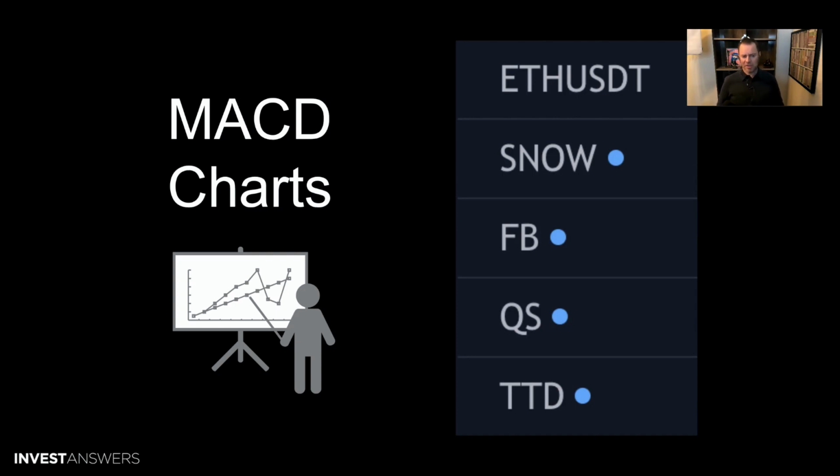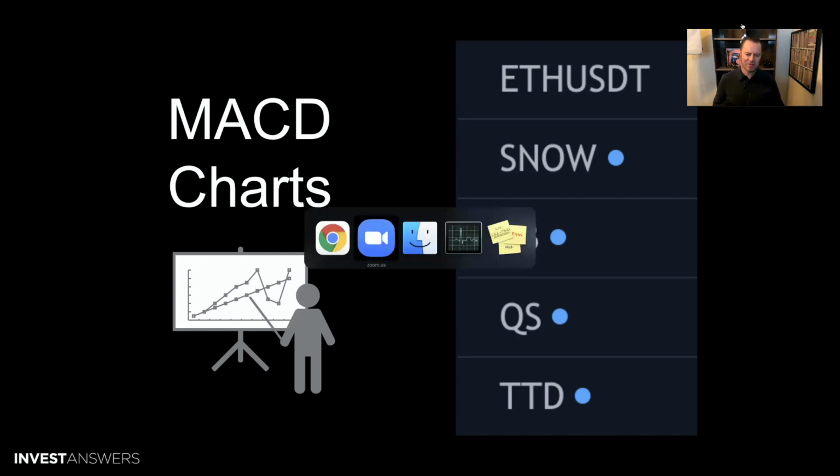Now, the charts we're going to look at today are Ethereum, Snowflake, Facebook, QuantumScape, and The Trade Desk. I don't own any Facebook or QuantumScape, but I do have a little Trade Desk and a tiny bit of Snowflake. So just FYI, in full disclosure, but I think they're also very interesting charts to look at for today's purposes. So let's jump in now and look at the actual charts themselves.